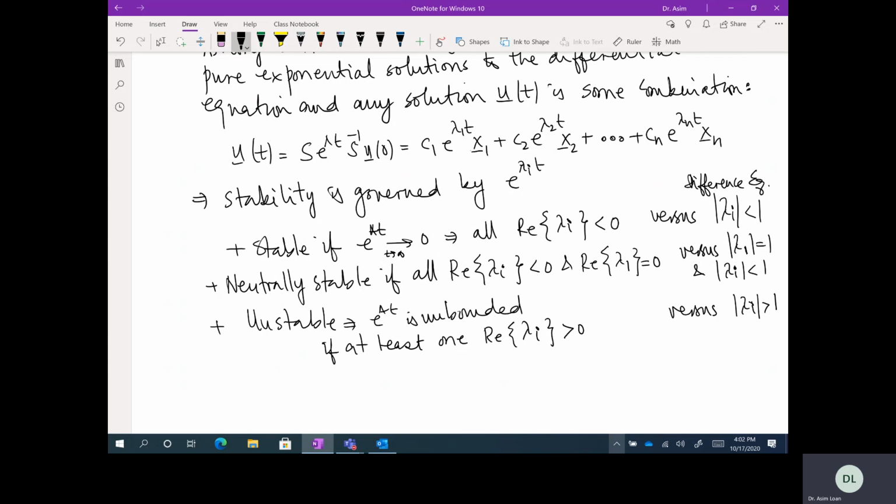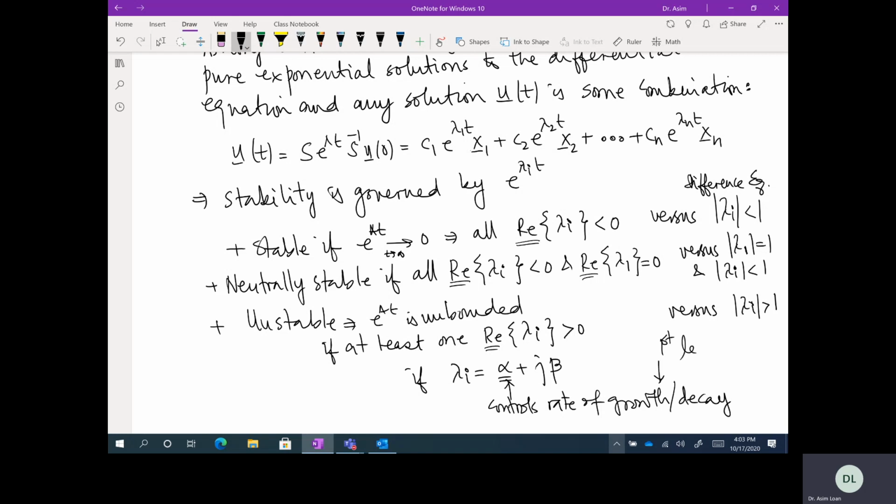Right? So instead of the absolute value, we are interested in the real part, whether the real part is negative, or real part is 0, or real part is greater than 0. So if you recall from lecture 1, the real part is the one that controls the decay. If lambda_i is alpha plus j beta, this is the one we are interested in, and this controls the rate of growth or decay. This is from the first lecture of chapter 5.